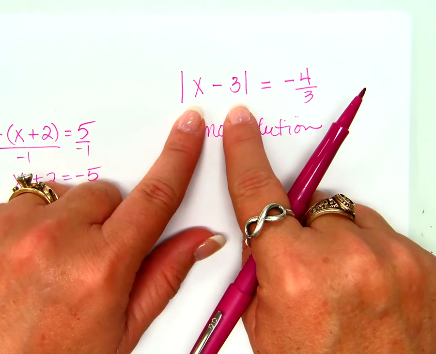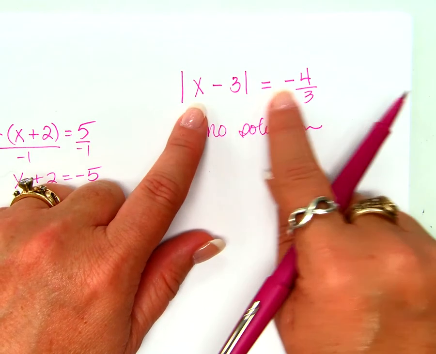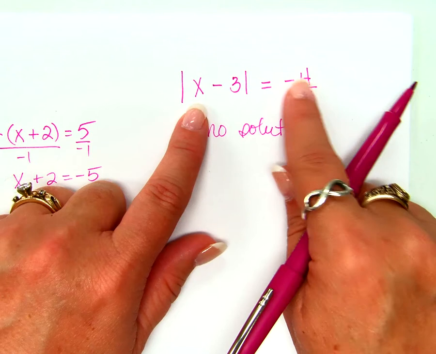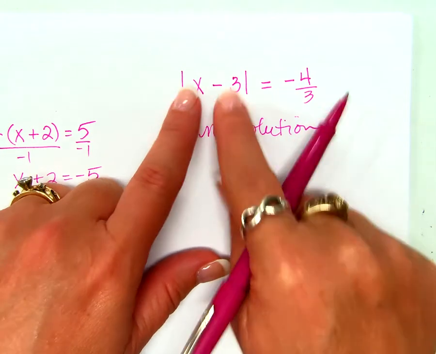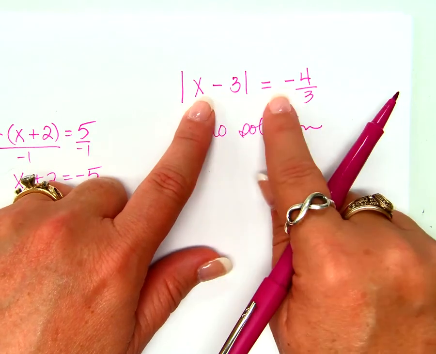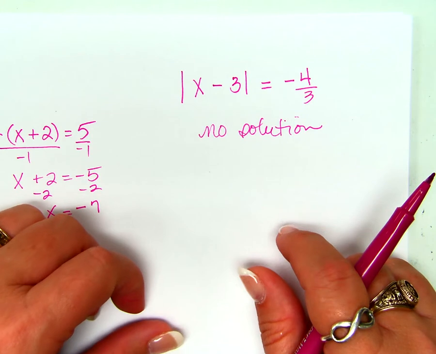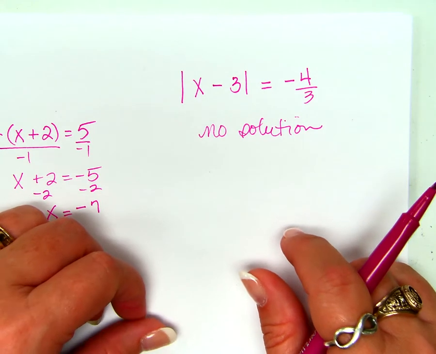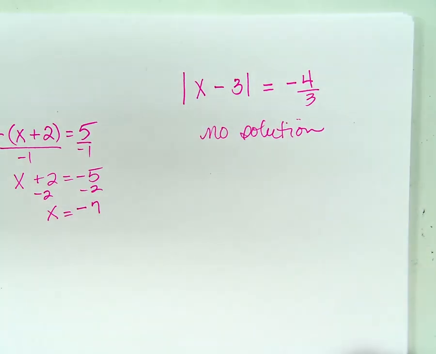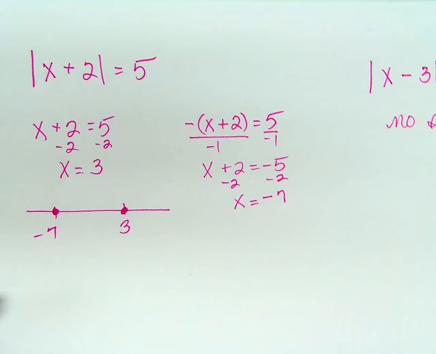If you get to a place like this where it's the absolute value of a negative number or equals a negative number, there's not a solution because there's no absolute value that we can take that will give us a negative answer. Okay? Okay. So let's go to today's. You ready for today's?